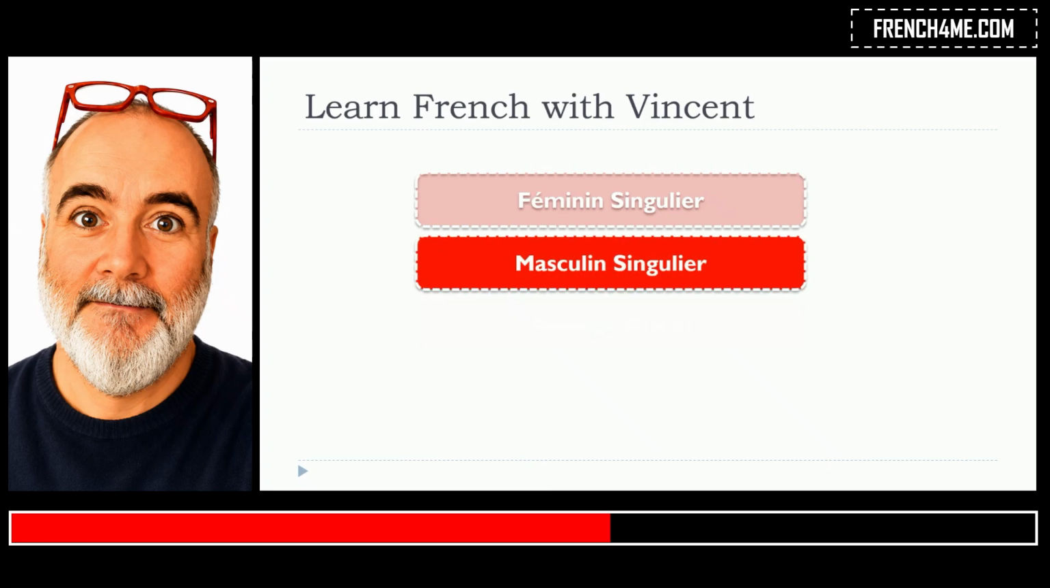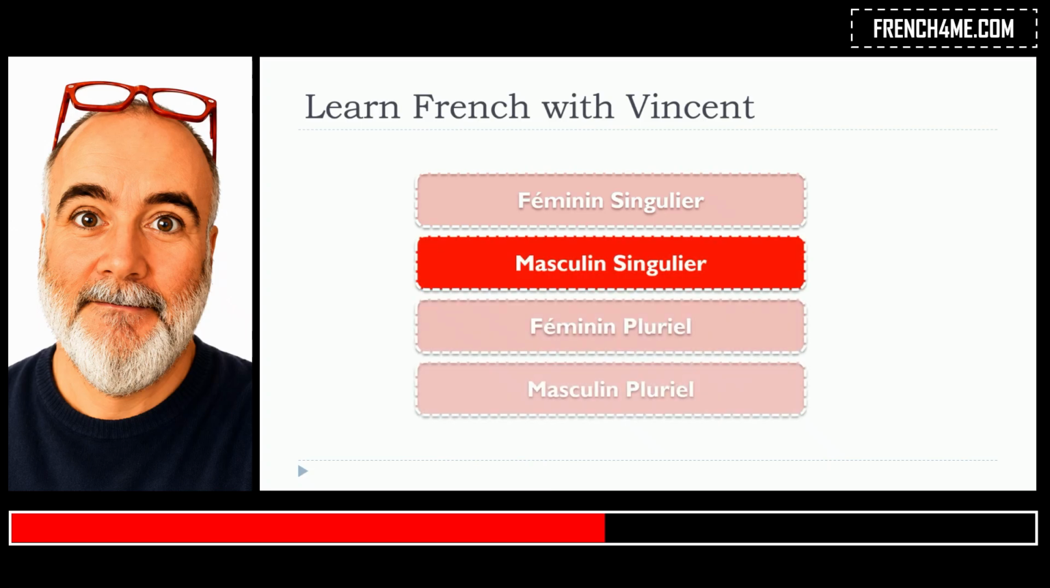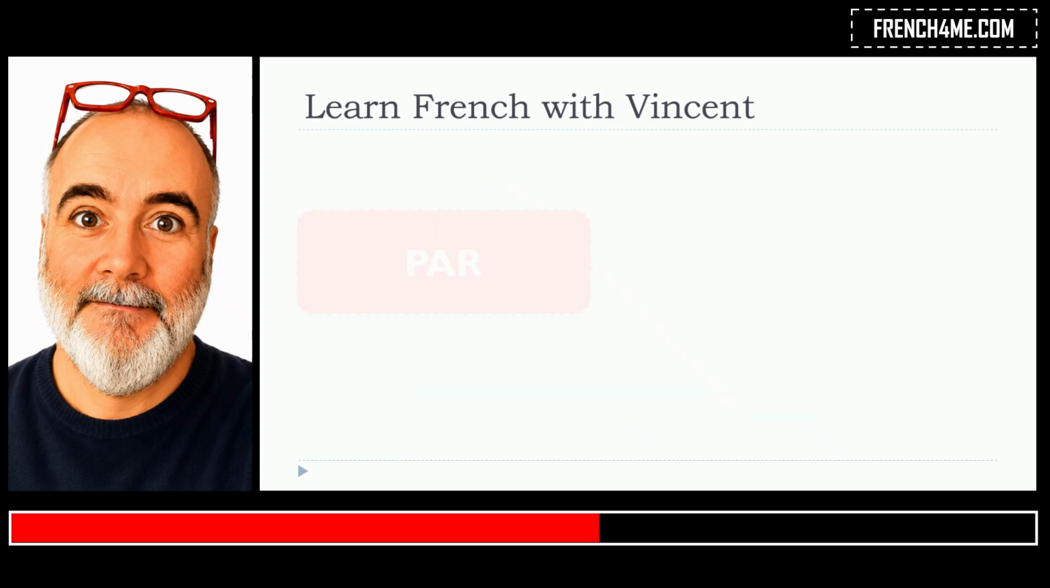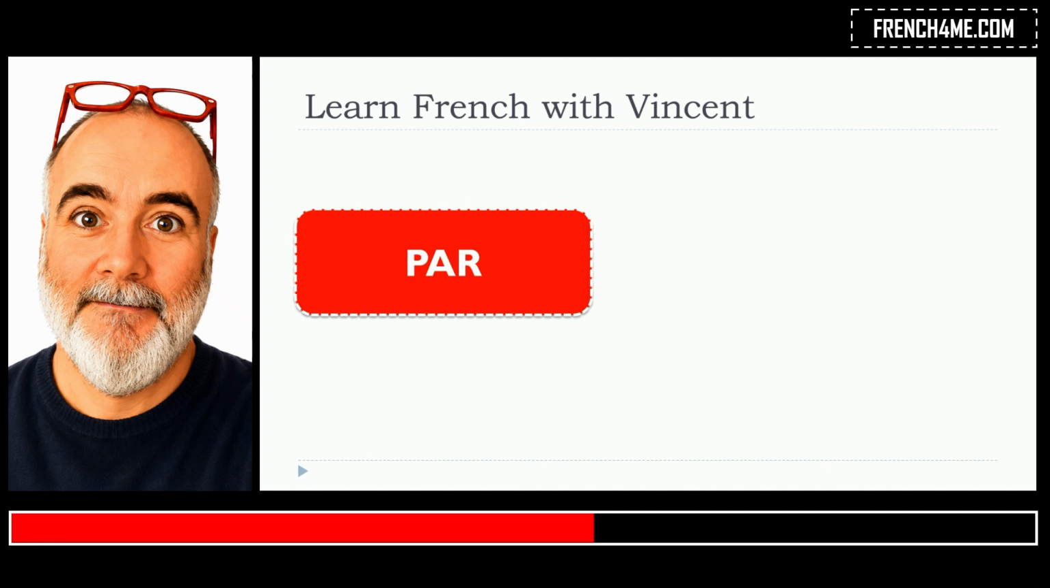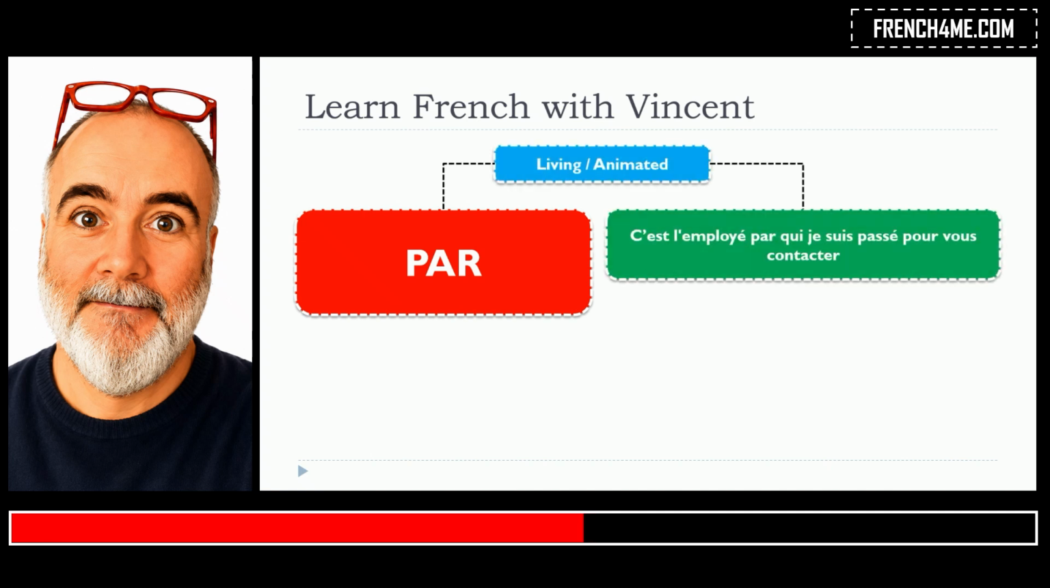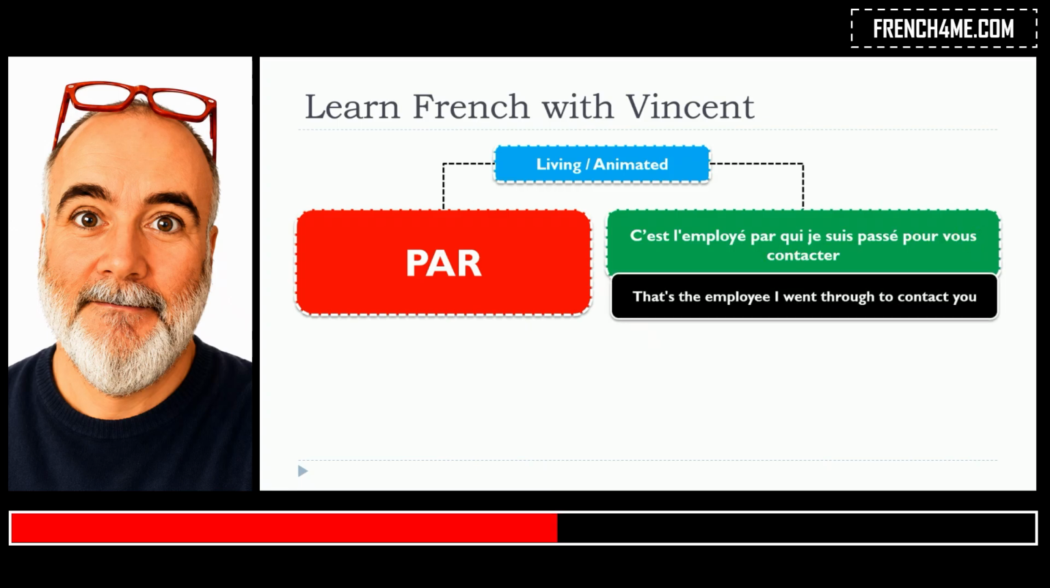So let's have a look at masculin singulier. Masculin singulier, so same thing here. Preposition is par. We'll start with the living and animated. And so, c'est l'employé par qui je suis passé pour vous contacter. D'accord? So in that situation, not tricky at all.